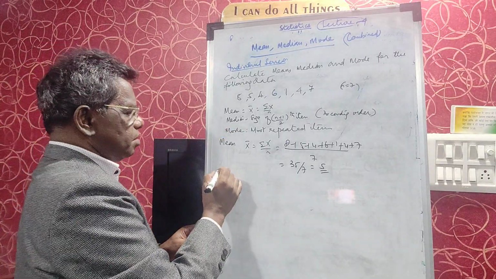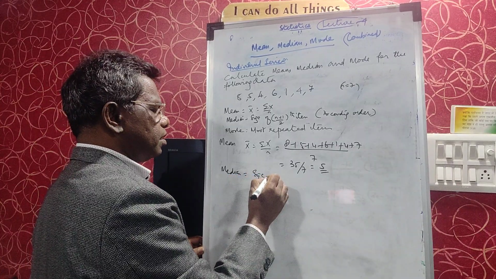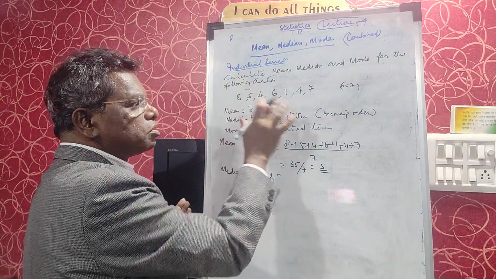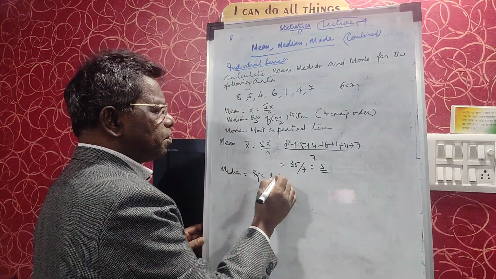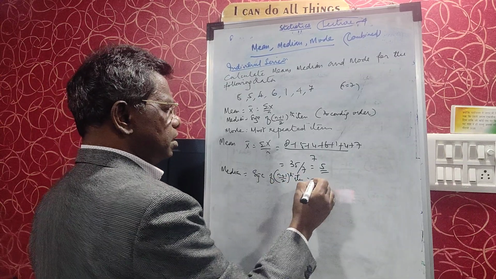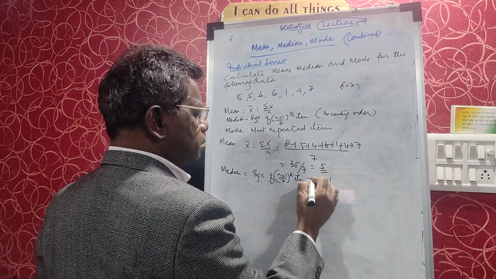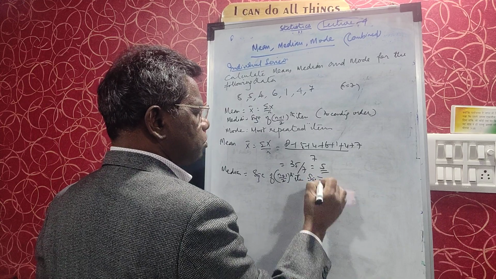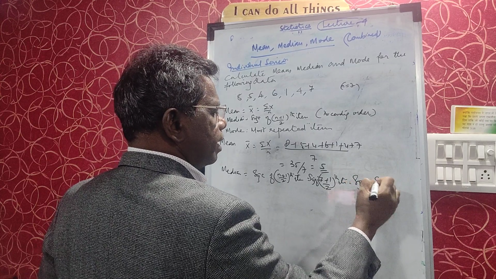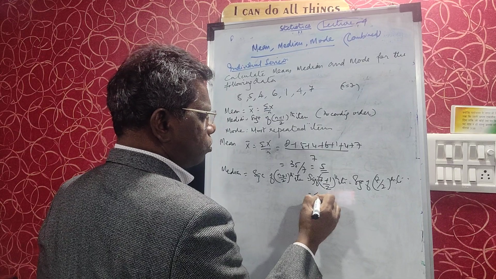What is median? Median is equal to size of n. See, the second time you are writing the formula. You have to do it because you need to do what you are supposed to do. (n plus 1) upon 2th item, where n is equal to 7. Size of (7 plus 1) upon 2th item, that is equal to size of 8 upon 2th item, which is equal to the 4th item.